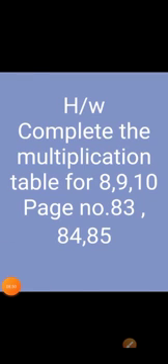Now it's time to take the homework. Complete the multiplication table for 8, 9 and 10. You have to complete the multiplication table for 8, 9 and 10. Page numbers 83, 84 and 85, and send it on WhatsApp.